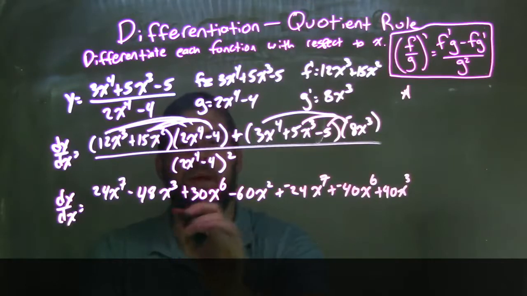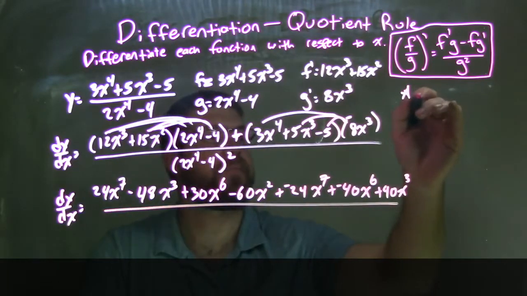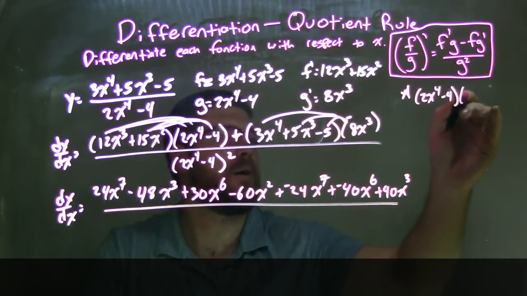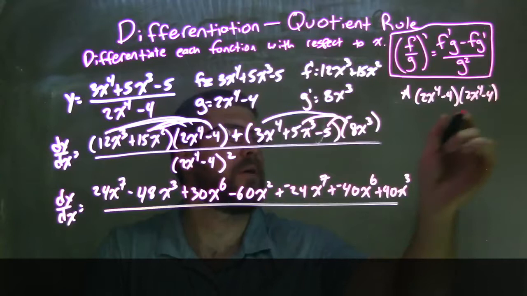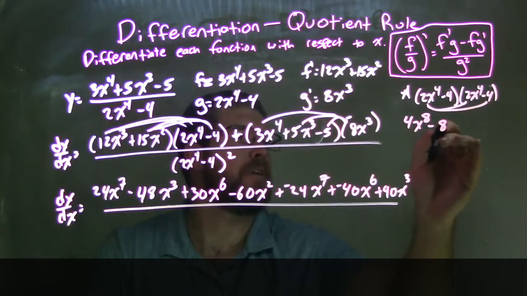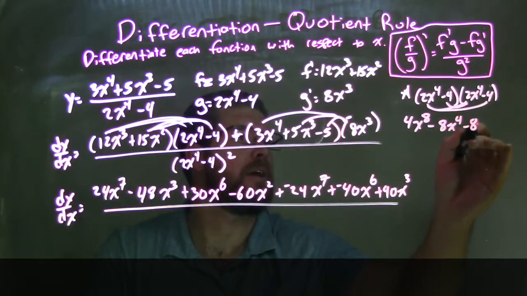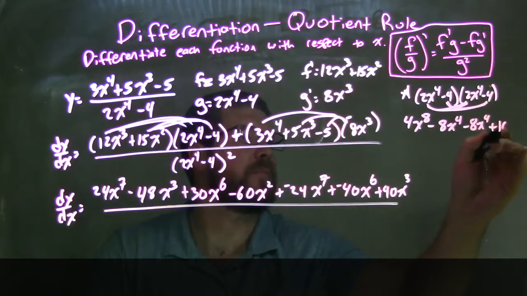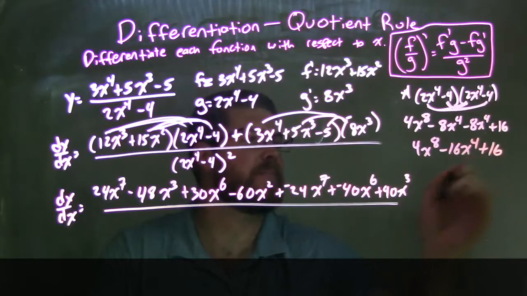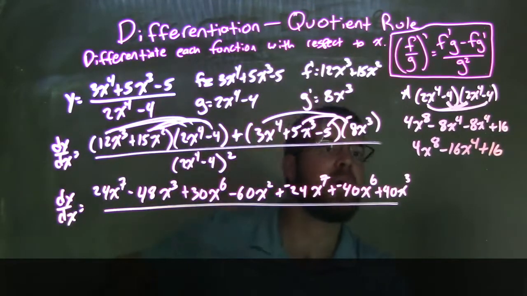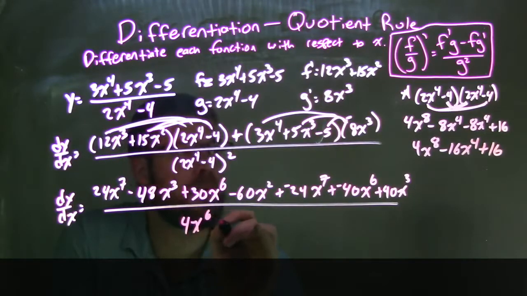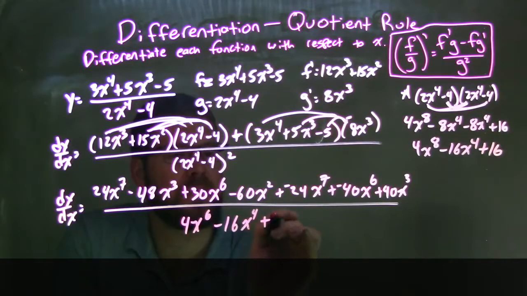My denominator, I'm going to rewrite over here to simplify it on its own. So we have 2x to the 4th minus 4 times 2x to the 4th minus 4. Multiplying that out, we have 4x to the 8th minus 8x to the 4th minus 8x to the 4th plus 16. Simplifies to be 4x to the 8th minus 16x to the 4th plus 16. Okay, make sure I did all that right and looks good. So rewrite that down here. 4x to the 8th minus 16x to the 4th plus 16.